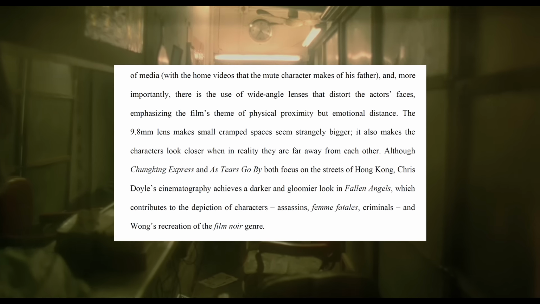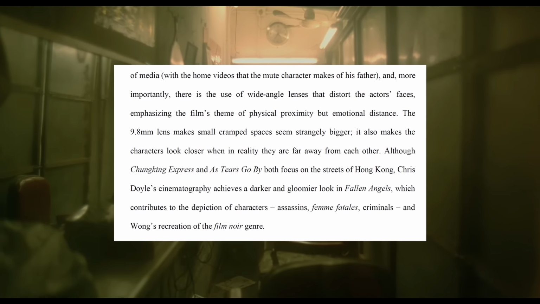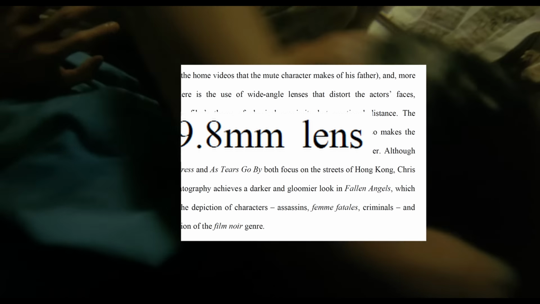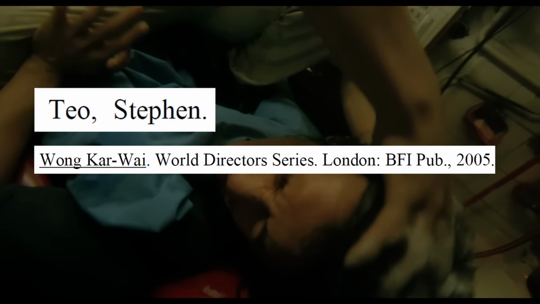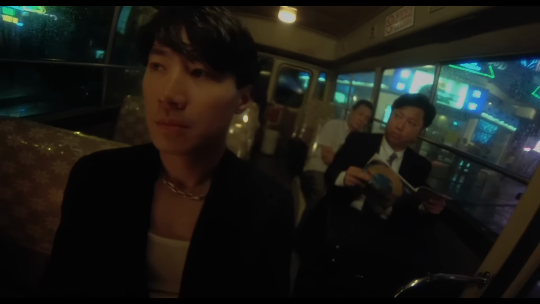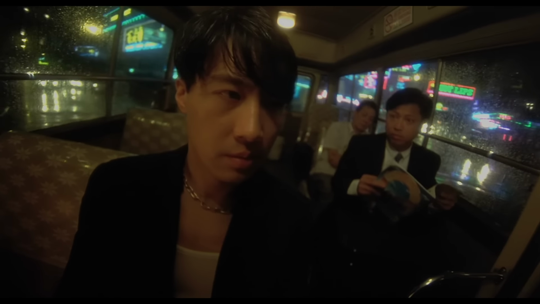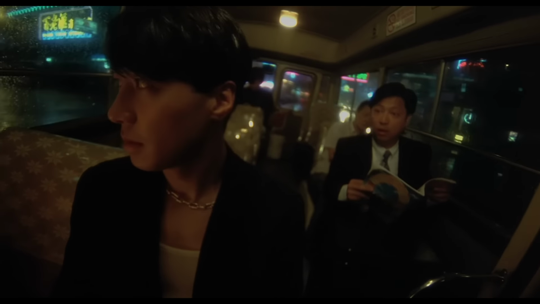With these new search terms, my first hit was a college thesis on Wong Kar Wai, with only a single mention of focal length in a section discussing Fallen Angels, specifically claiming that a 9.8mm lens was used, citing a 2005 book by Stephen Teo. While I was unable to easily track down that book, another book by the same author about Hong Kong filmmakers fortunately featured the same information.